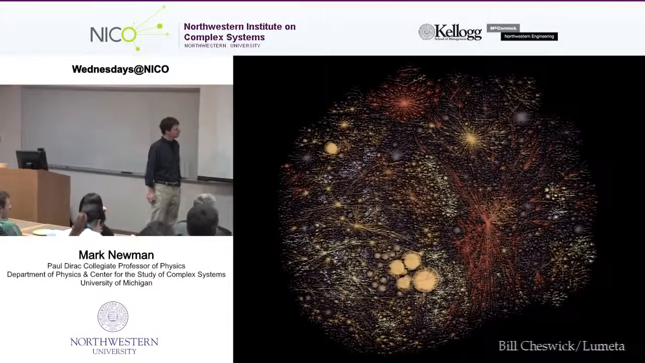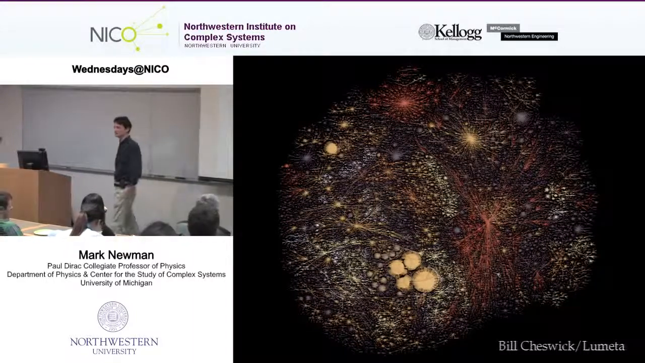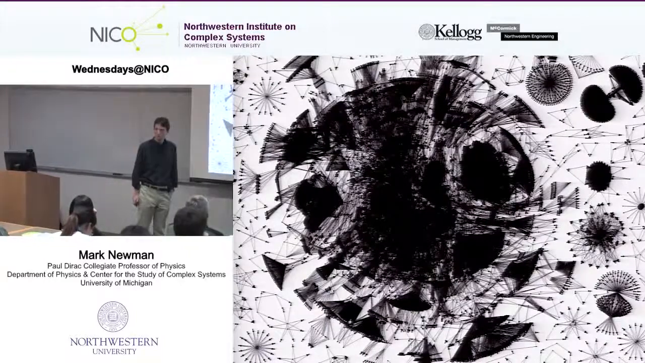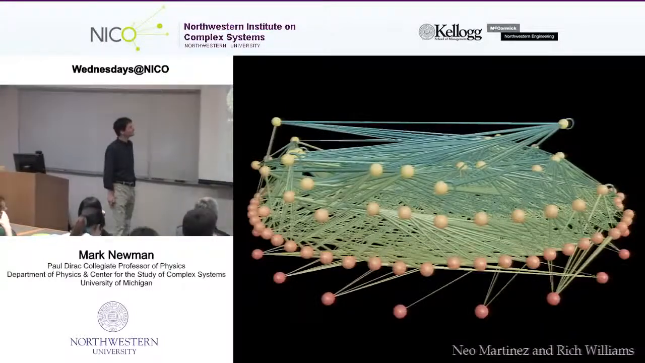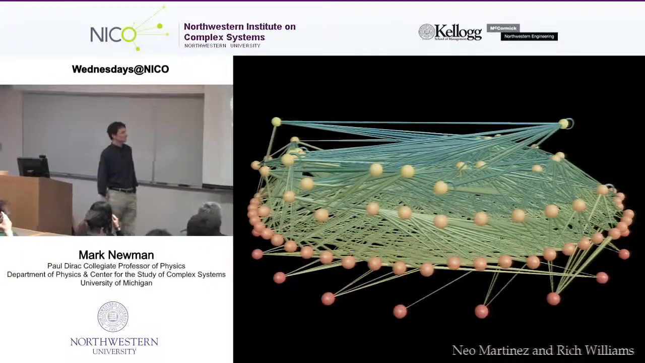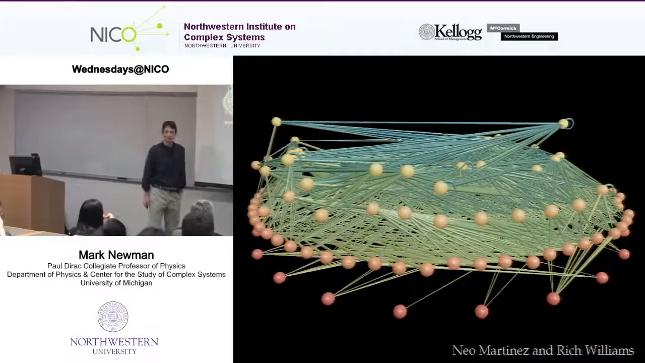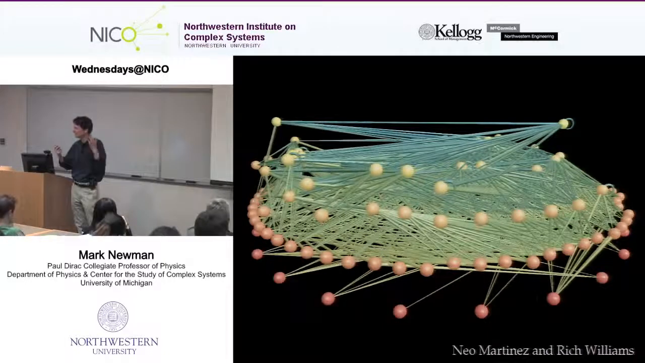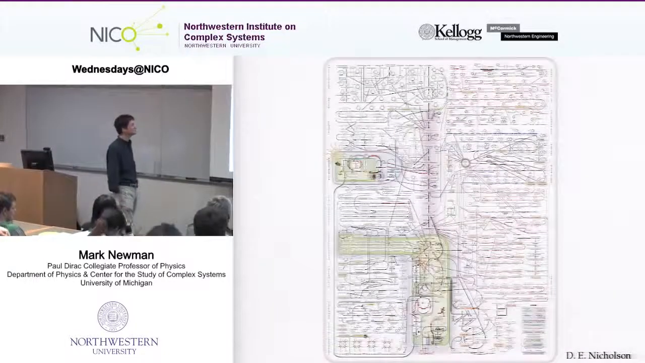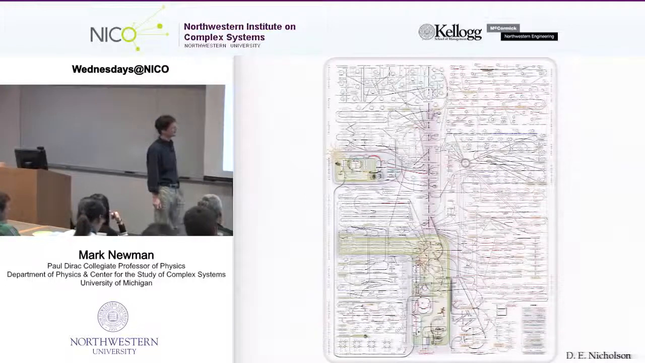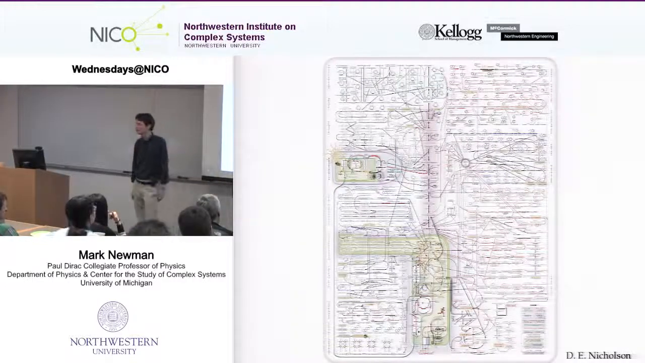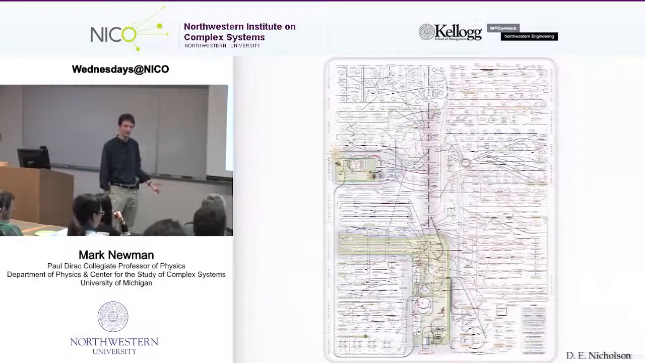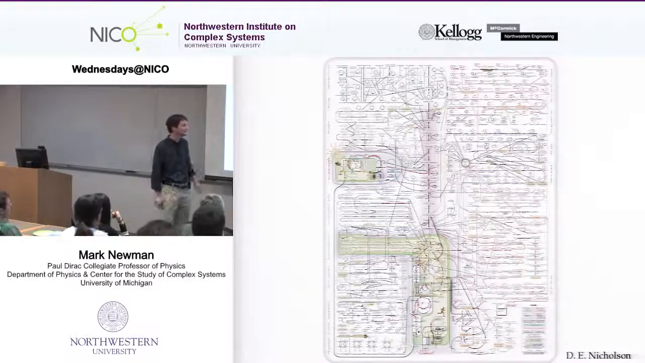Things like the internet, a network of computers with data connections between them, the World Wide Web, a network of web pages joined together by hyperlinks, ecological networks like this food web, where the nodes are species and the links connecting them together are some kind of ecological interactions between species. Biochemical networks like this metabolic network, where the nodes are metabolites, chemicals in the cell, and the interactions connecting them together are chemical reactions that turn one metabolite into another.